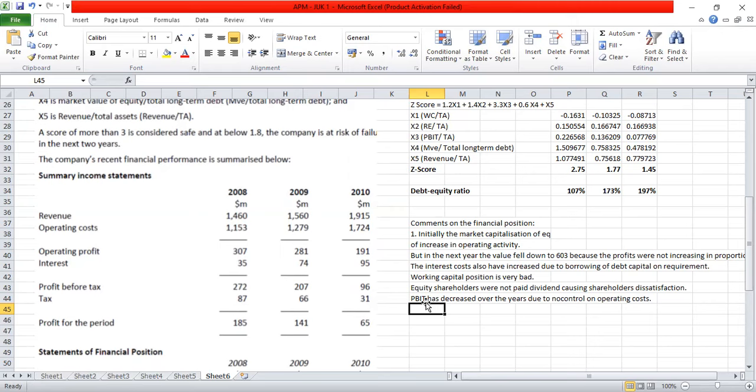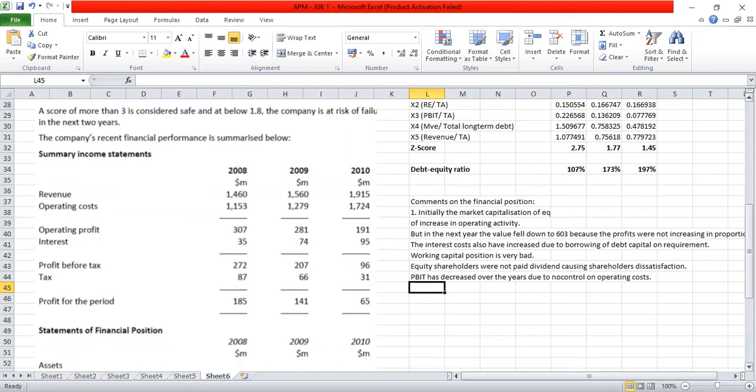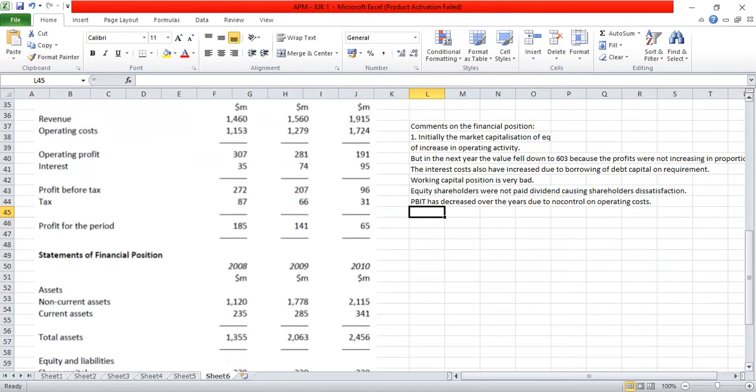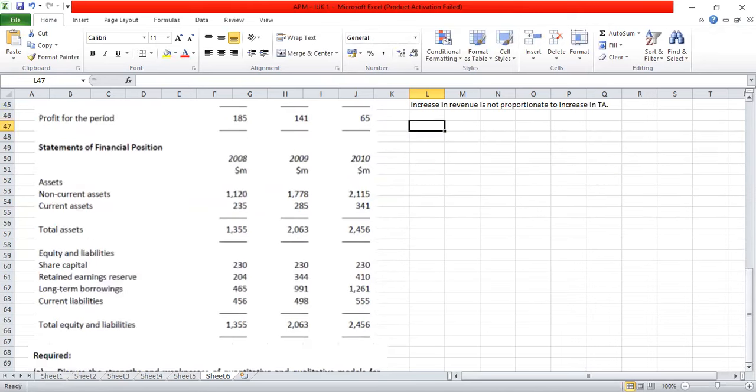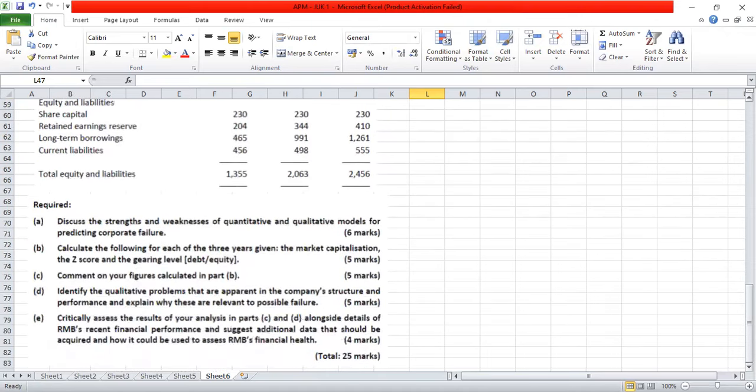Finally, we see that in spite of the revenue being generated, we do not see the value X5 increasing. The revenue in all the years has increased 1460 to 1560 to 1915. So proportionately, now when we look into the total assets, they also have increased. So as much as the increase in total assets, the increase in sales is not proportionate. So increase in revenue is not proportionate to increase in total assets. So if we comment about the financial position, we would score another 5 marks. I hope I am clear. Altogether, basically, this calculation with the comments, we have it for 10 marks.